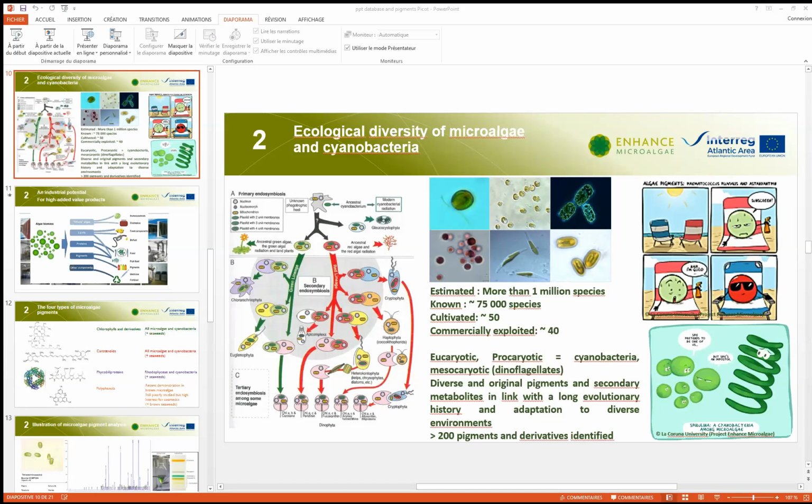If you take one species, of course, you will find several pigments in this species, and this is like a kind of identity card of the species. It's a chemotaxonomic marker of the species. So, for example, if you take Tetraselmis suecica, it's a green species, and you will find some chlorophyll A, chlorophyll B, some xanthophylls, which are oxygenated carotenoids, and beta carotene.